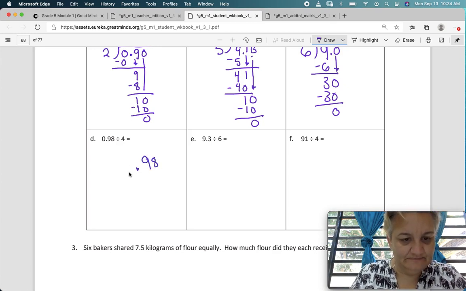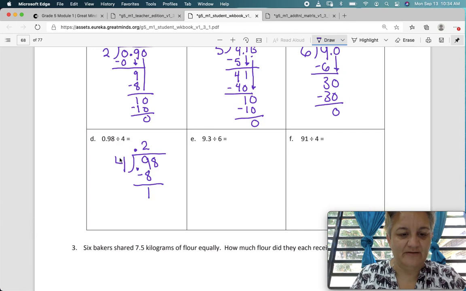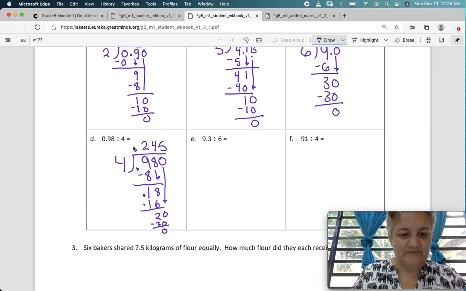98 hundredths, and I'm going to leave the 0 off this time, divided by 4. Okay, I am just going to put that decimal point right there though. 4 goes into 9 2 times. 2 times 4 is 8. 9 minus 8 is 1. So I have 1 tenth. That's not going to be enough, so I'm going to bring down the 8. Now I have 18 hundredths. Okay. 4 into 18 goes 4 times. 4 times 4 is 16. So now I have 2 left over. So I'm going to bring down the thousandths place. Okay. 4 into 20 thousandths is 5. 5 times 4 is 20. 0 left over. So my answer is 245 thousandths. And if you want to add the 0, I don't mind.